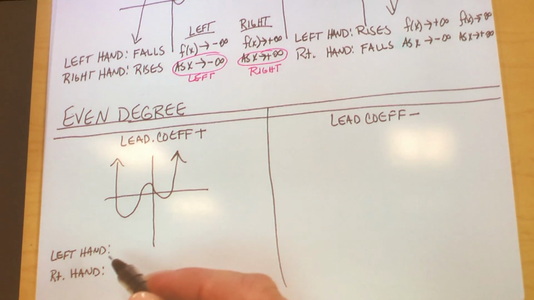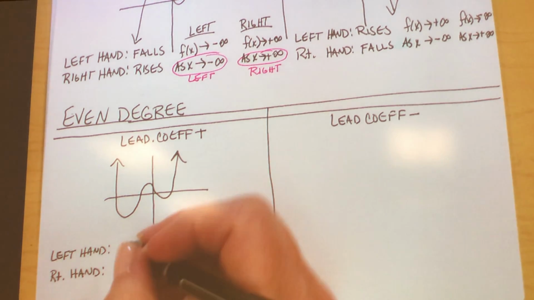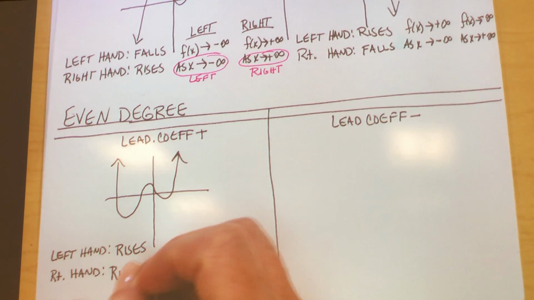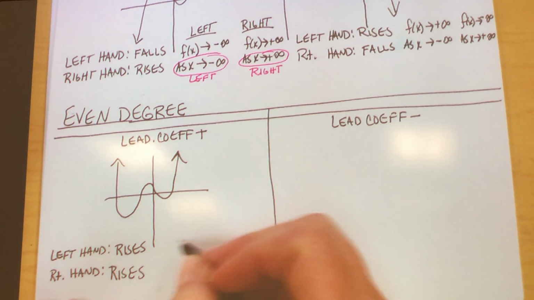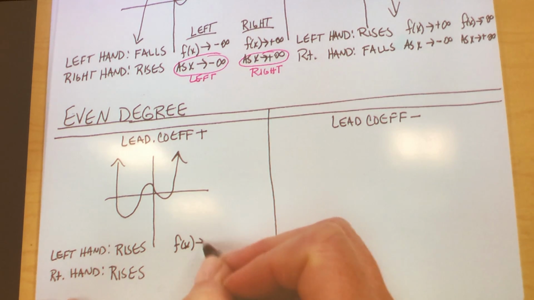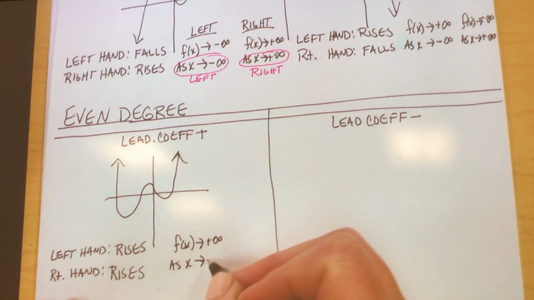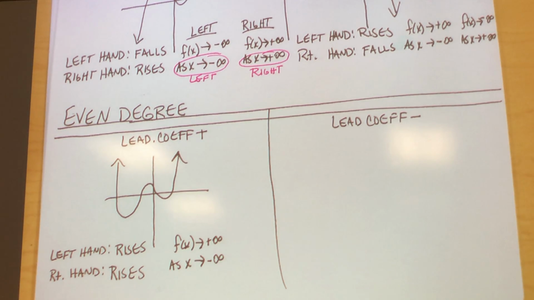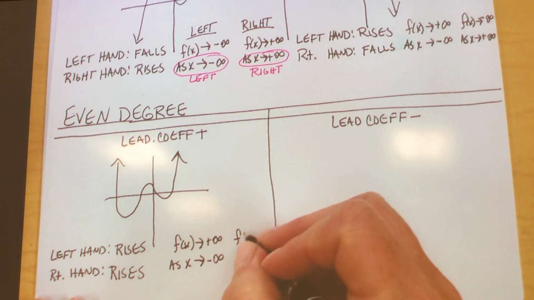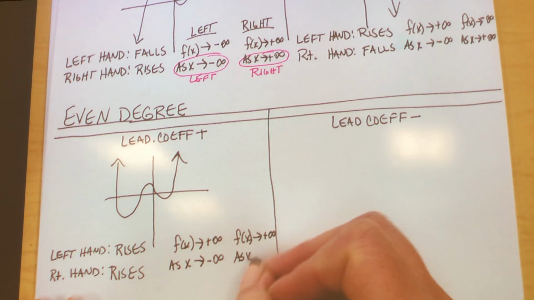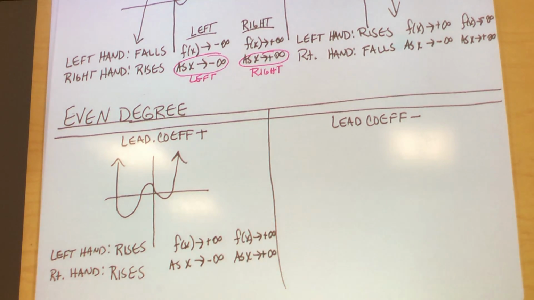Okay, what'd you say for his left-hand behavior? Rises. What'd you say for his right-hand behavior? Also rises. Very good. So over here, you're gonna say f of x approaches positive infinity as x approaches negative infinity. Which side is that, left or right? Very good. X approaching negative infinity is on the left. So now I'm gonna do this side. F of x approaches positive infinity as x approaches positive infinity.